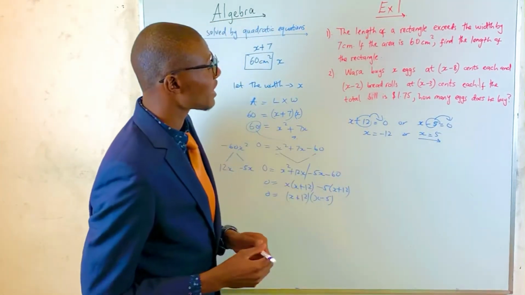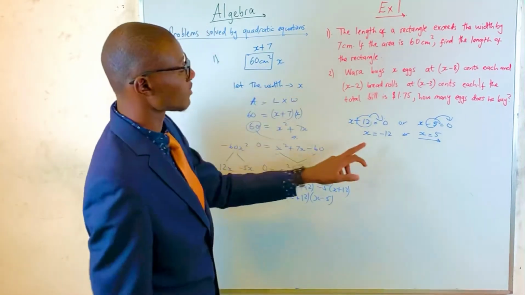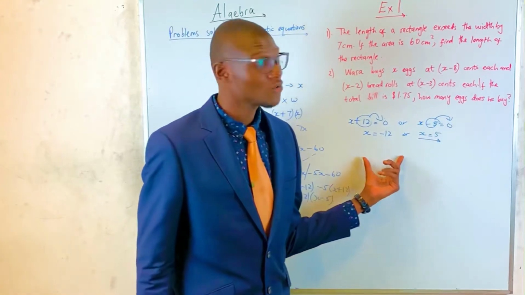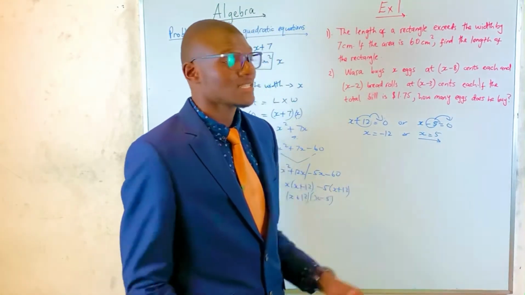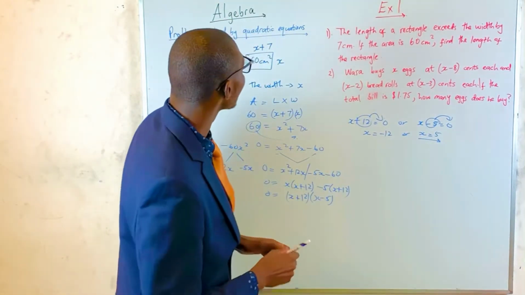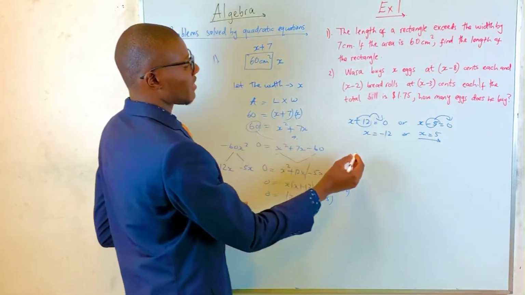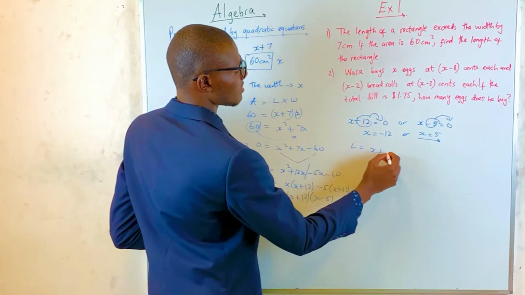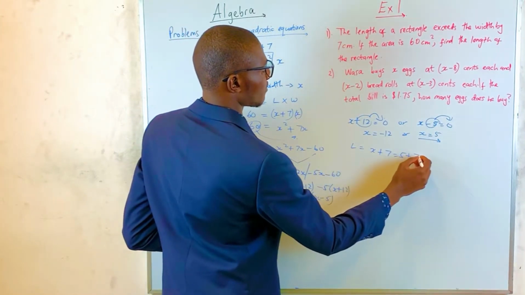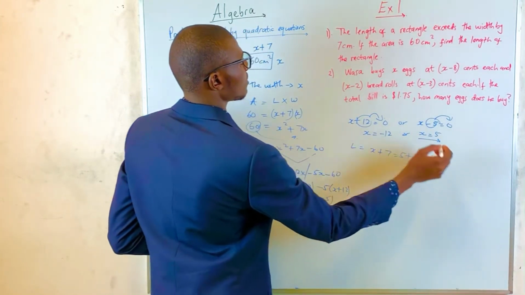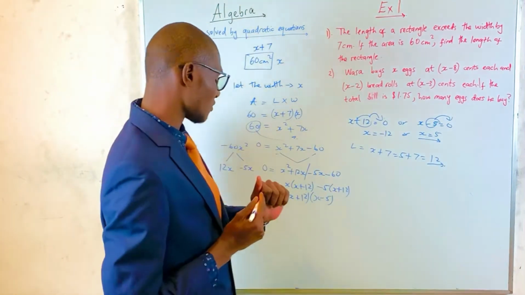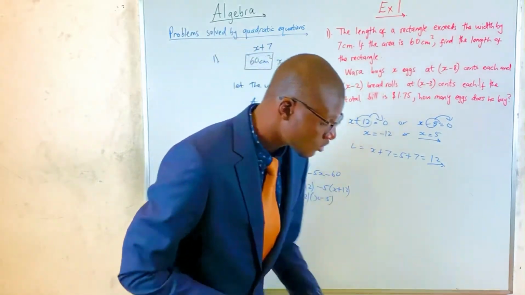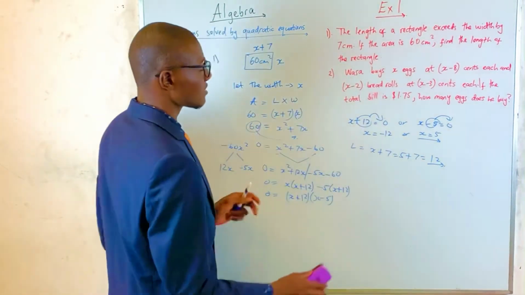But we know that we can't take the length of the rectangle to be negative, so we discard this value and we take x to be equal to 5. So the length is given by x plus 7, which is 5 plus 7. So 12 centimeters is the length of the rectangle. That's how we calculate the length of the rectangle. Then now moving on to number 2. Allow me to erase this.